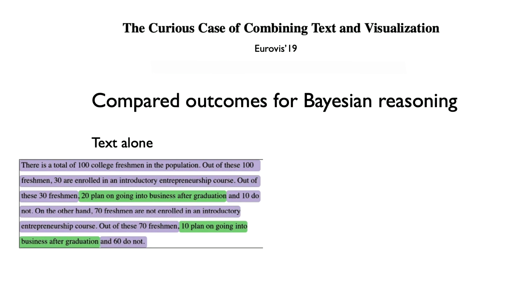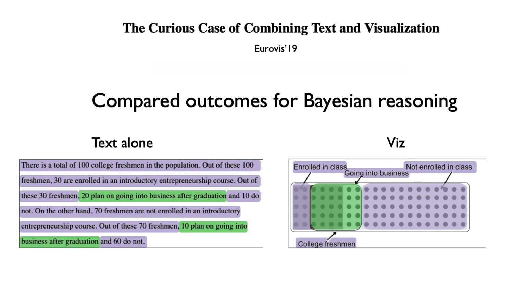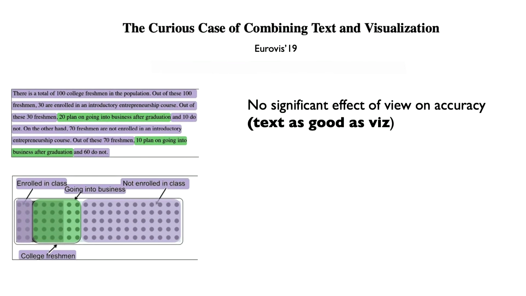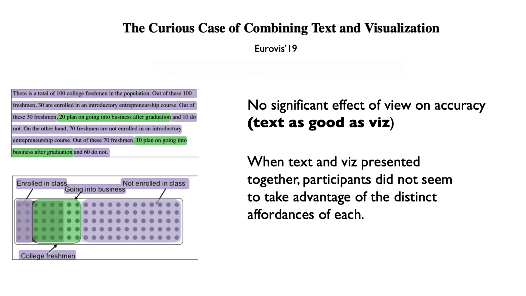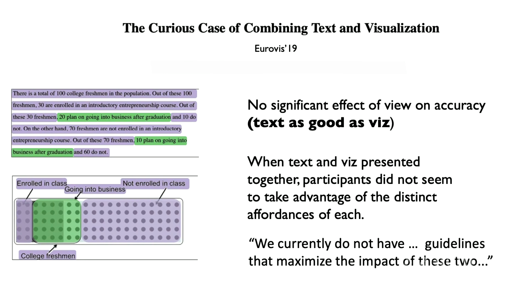So text alone, where you have to figure out what choice to make, versus a visualization where they tried to show the proportion of points that were in the different conditions. And what they found was that there was no significant effect on accuracy for the different views. But when text and viz were presented together, the participants did not seem to take advantage of the distinct affordances of each. They seemed to pick one or the other and really focus on that. So again, kind of interesting. And she said, we currently do not have guidelines that maximize the impact of these two together.